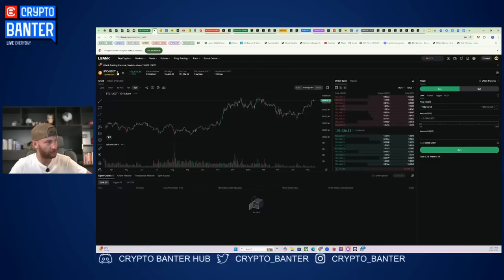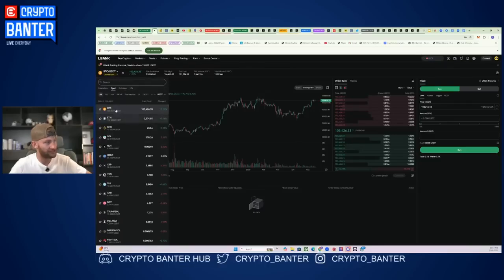Top left-hand side is obviously where you'll choose your tokens. You can see they've categorized it as well. You want to see memes. You want to see L1s. You want to see the different type of narratives within crypto. This is where you can search it.